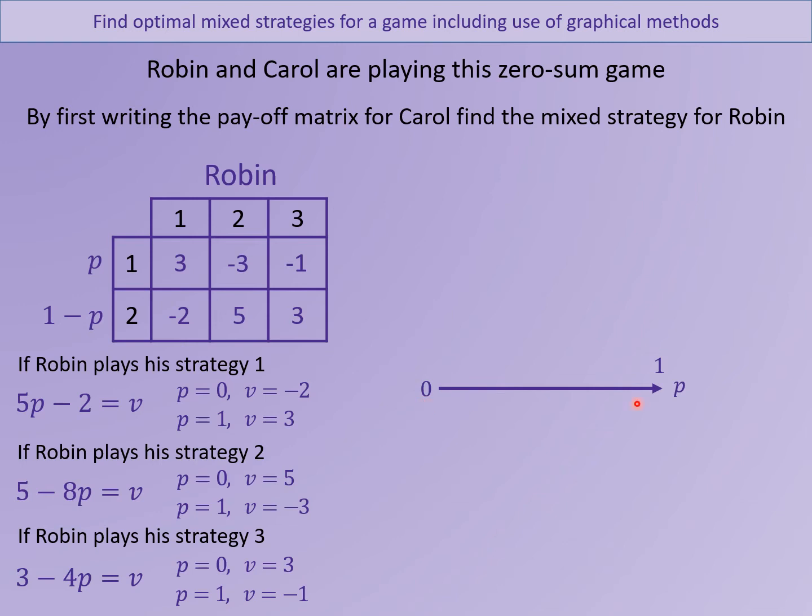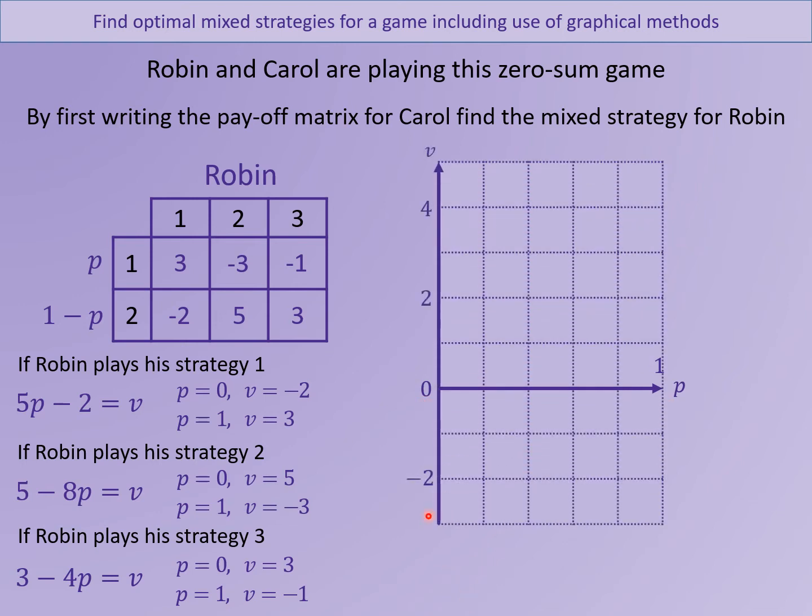So I could draw my number line going across for P, and I could draw the value of the game going upwards. I can see that I don't need to go any lower than minus 3, so I can go to there. And I don't need to go any higher than 5, because 5 is the highest out of all of them. So now that I've got that, let's go through and plot each of these lines.